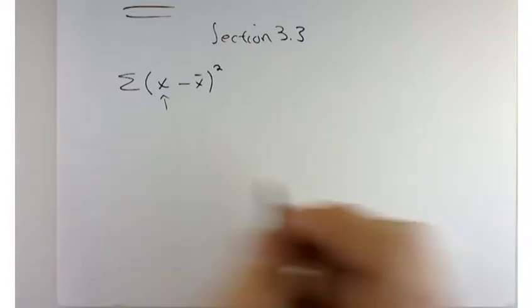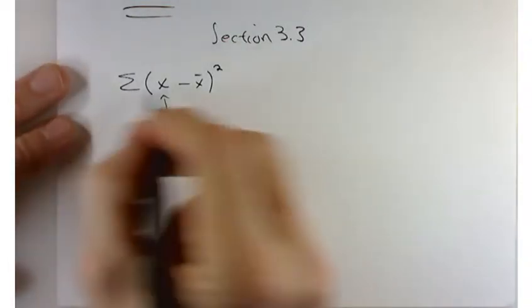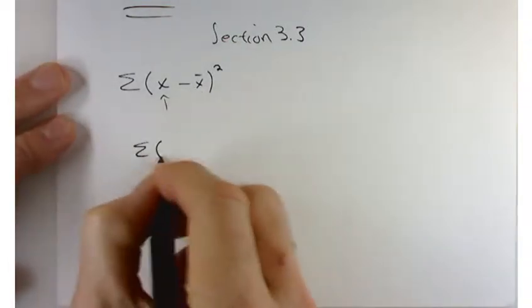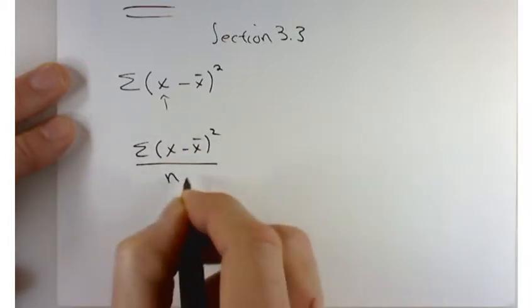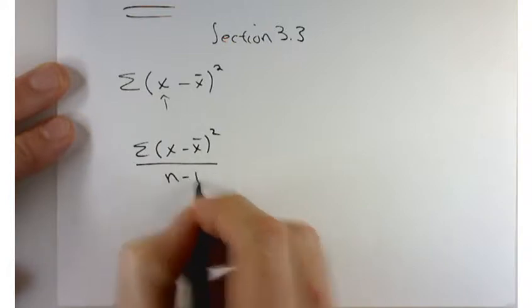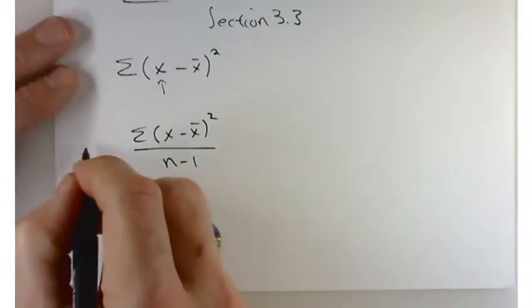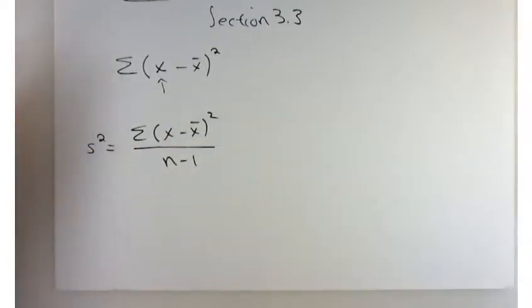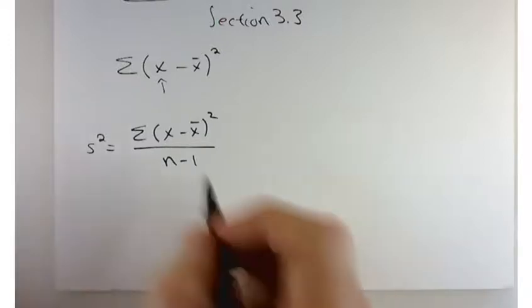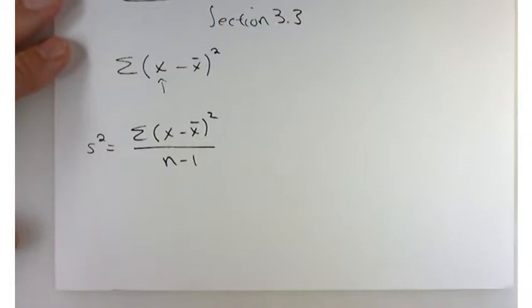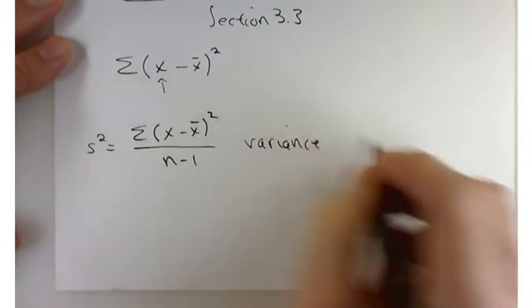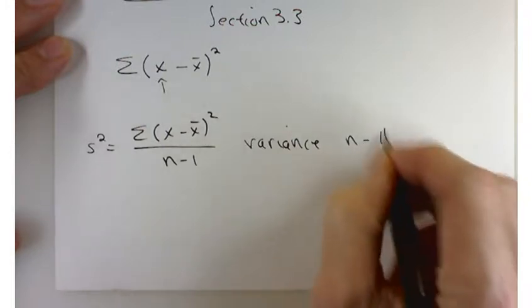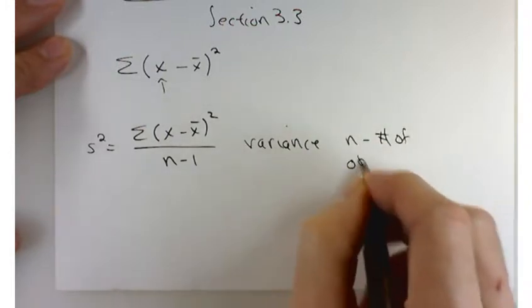So we're going to calculate kind of an average. We're going to take this total and divide almost by n. It's by n minus 1, and that's going to be for us the sample variance. N minus 1, n is the number of pieces of data involved in your calculation. So this is the variance. So n is number of observations.